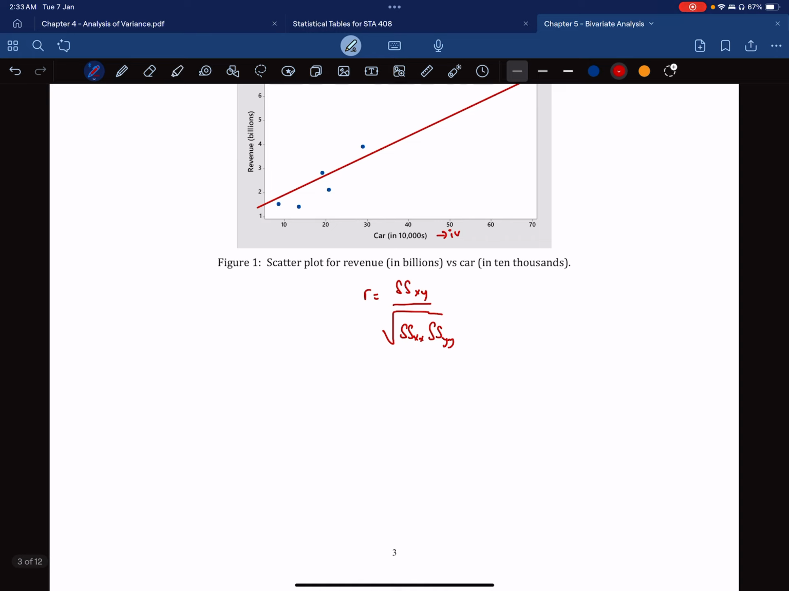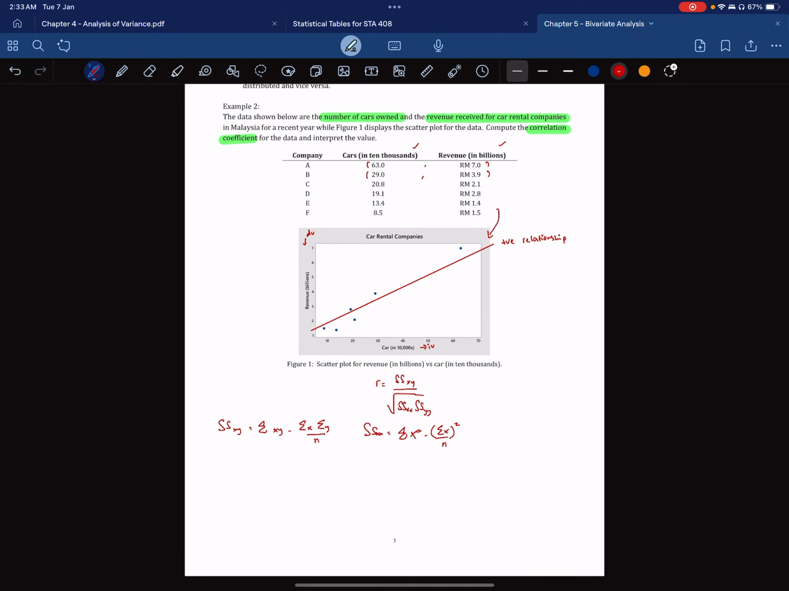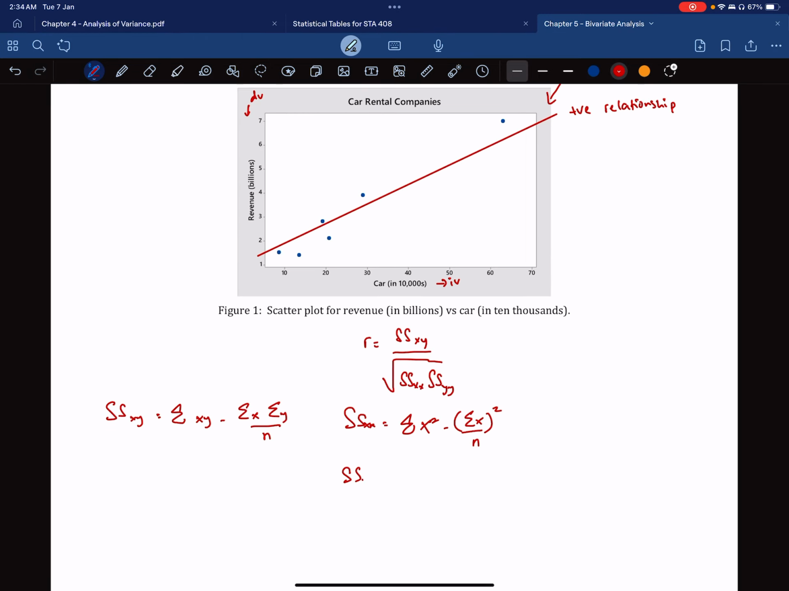When you refer to your formula, SSxy equals the summation of xy minus the summation of x times the summation of y over n. While SSxx is the summation of x squared minus the summation of x, squared, over n. And you also have SSyy equals the summation of y squared minus the summation of y, squared, over n.